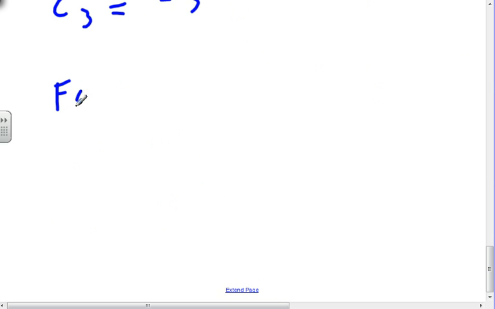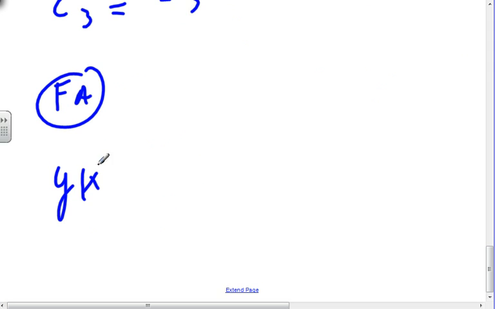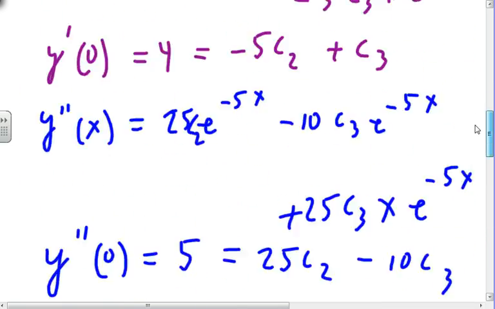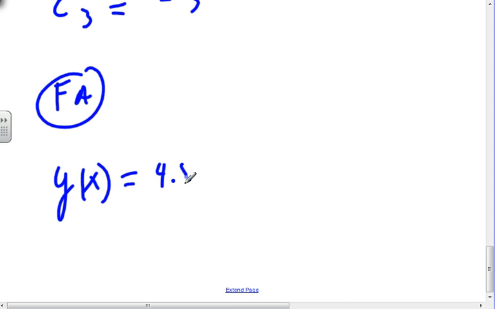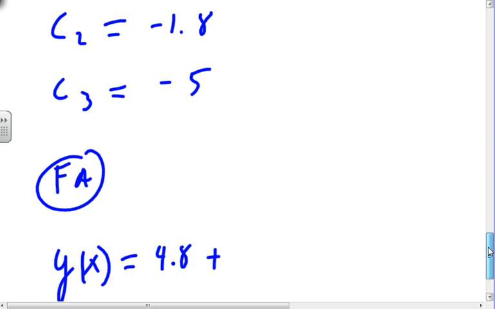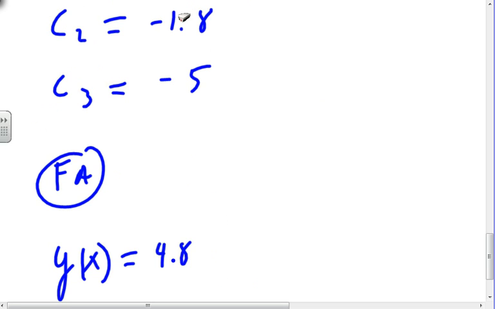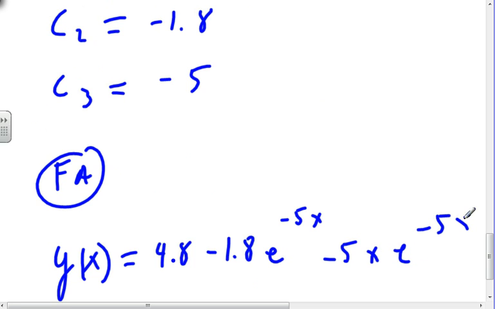So my final answer, y of x, is equal to 4.8. And that's just a constant, right? Yeah, 4.8 plus, or is it minus? Minus 1.8 e to the minus 5x minus 5x e to the minus 5x. And at that point, we'd have to go and check our work. Should we do that, or should we just say that? Oh, we just look in the back.